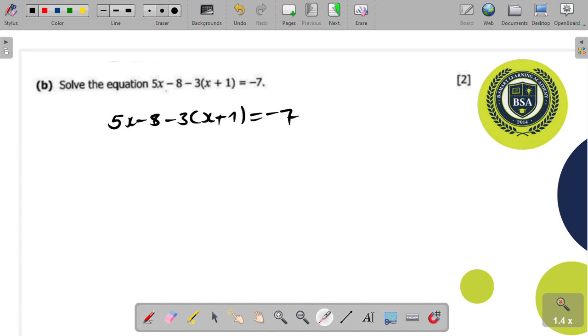Somebody is asking, sir, how do you expand? We multiply negative 3 with everything inside here. That's the first step. So we're going to say 5x minus 8. Now let's expand here. Negative 3 times x, I beg your pardon, it is negative 3x. Again, negative 3 times positive 1, it is negative 3. So we say equals negative 7.